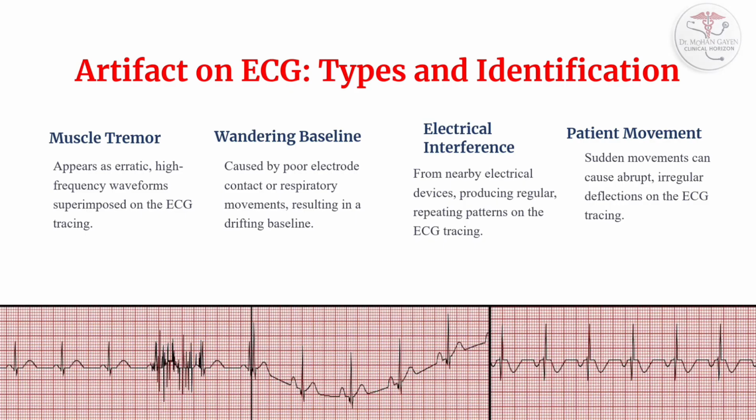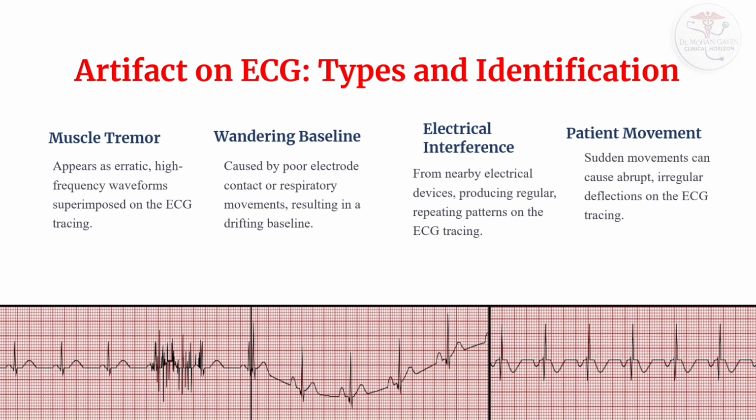Artifact on ECG, types and identification. Artifacts are external interferences that can distort ECG tracings, making interpretation difficult. Common artifacts include muscle tremors, which cause erratic waveforms, wandering baselines often due to improper electrode placement, and electrical interference from nearby devices. Patient movement can also introduce irregular deflections. Identifying and eliminating artifacts ensures accurate ECG readings and prevents misinterpretation.